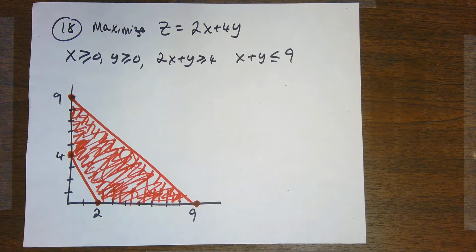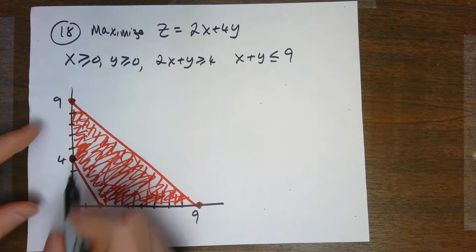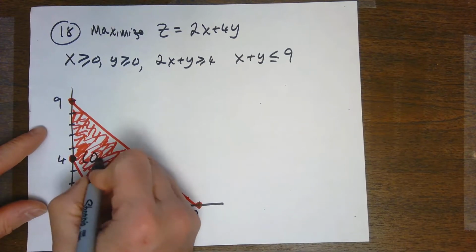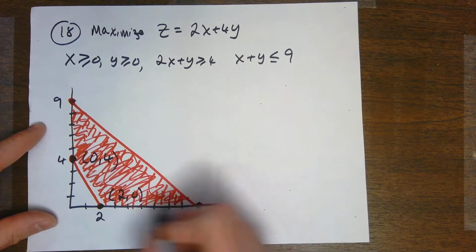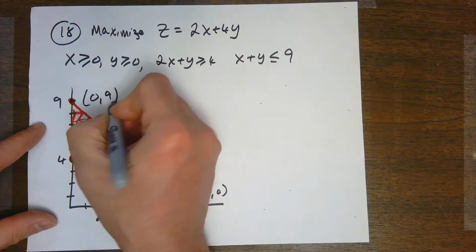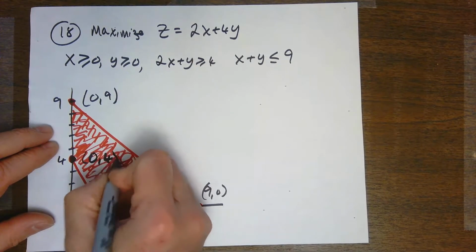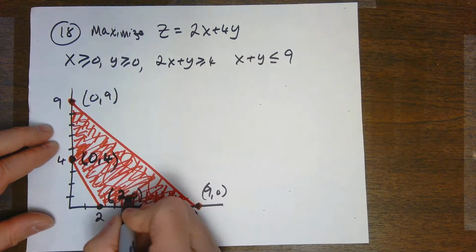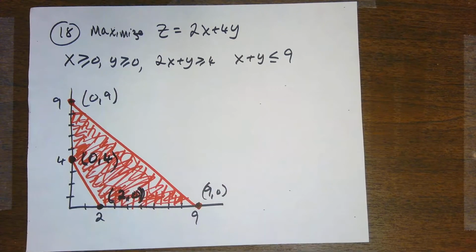Now I want to identify the vertices of my feasible region. This one's not so bad either. The coordinates: this coordinate is going to be 0, 4. This coordinate is going to be 2, 0. This coordinate is going to be 9, 0. And this coordinate is going to be 0, 9. Oh, you can't see that very well, can you? 0, 4, 2, 0. The coordinates of my vertices there.